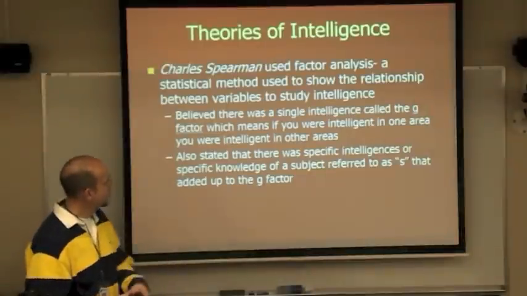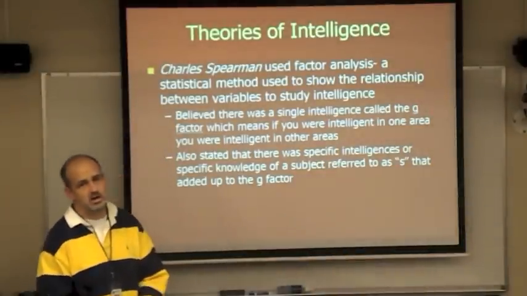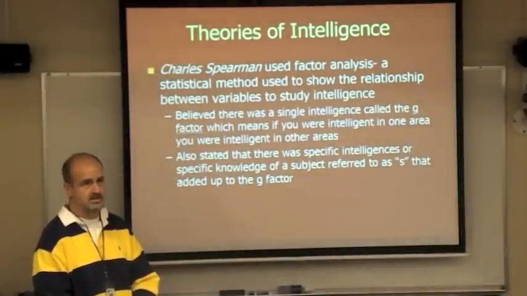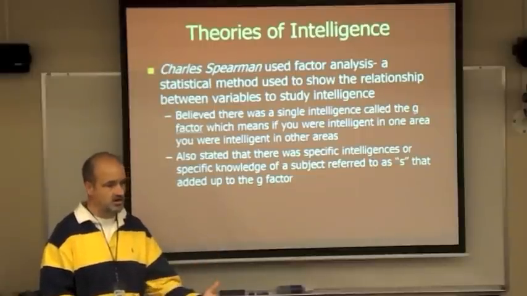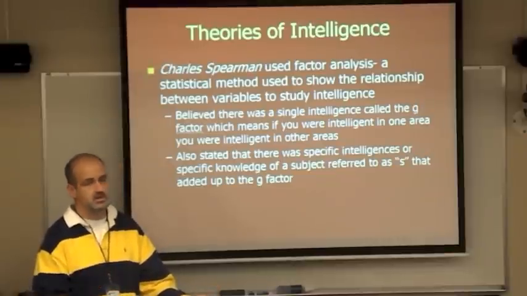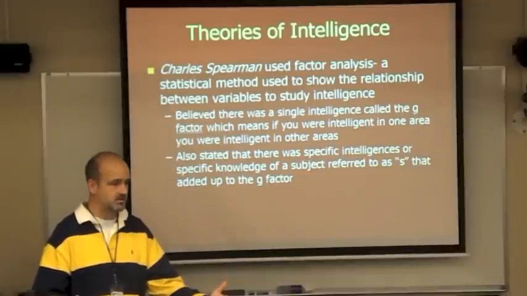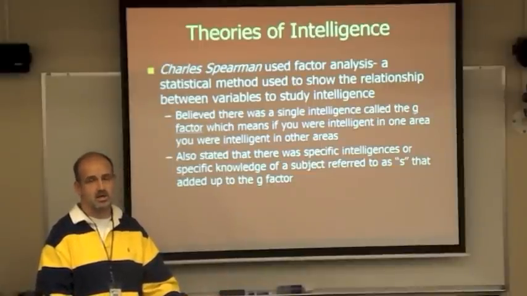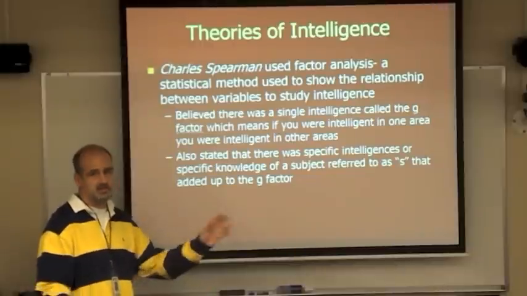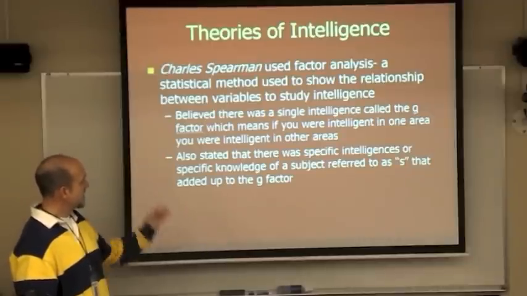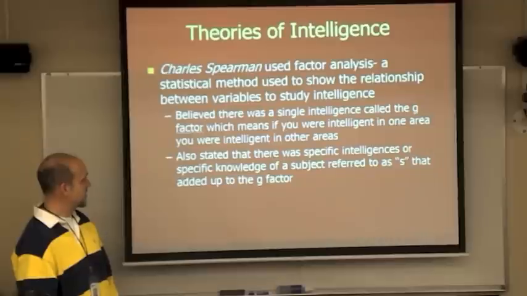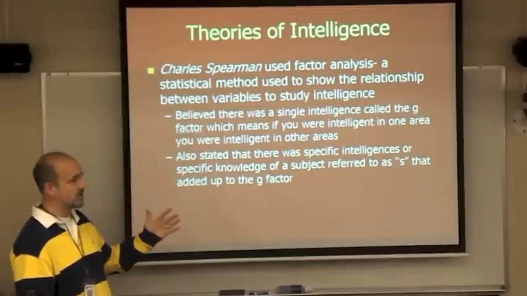Now, Charles Spearman used what was called factor analysis. And factor analysis is a type of measurement that shows how two factors are related. In other words, how somebody's intelligence is related to their gender, or how somebody's intelligence is related to how they were raised. So a factor analysis looks for relationships among factors, and what he found was that there was a single intelligence called the G factor, which means if you were intelligent in one area of your life, you were intelligent in all areas.